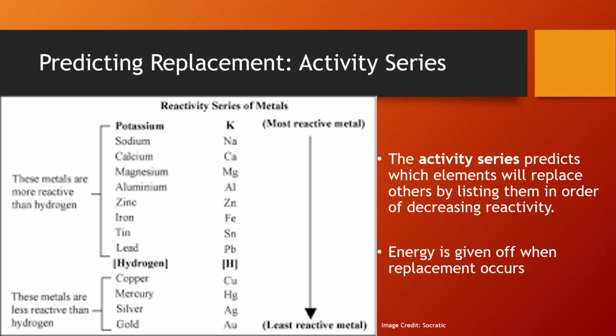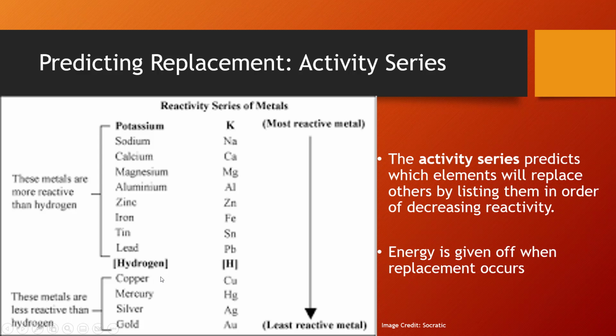How do you predict what's going to replace what? Well, that's using something called the activity series. This is kind of cool. So you can actually predict which elements will replace others by listing them in order of decreasing reactivity. Now in lab, we added zinc to copper nitrate, and we got zinc nitrate and then copper coming out of the bottom. That's because zinc is above copper here. So you can see zinc up here and then copper down here.